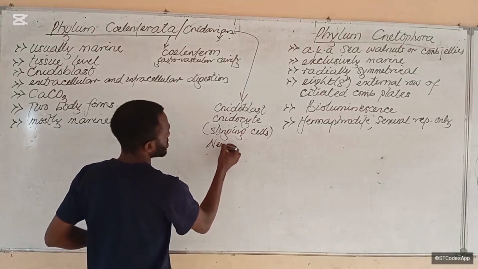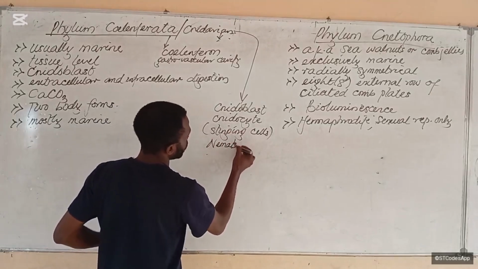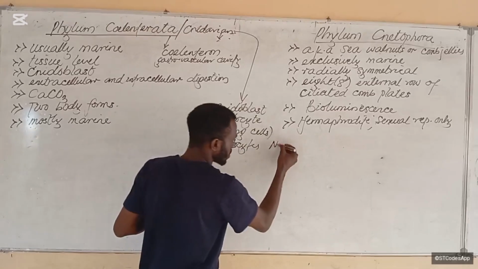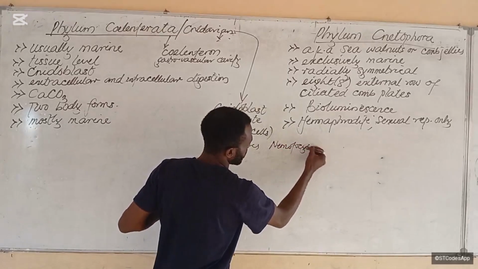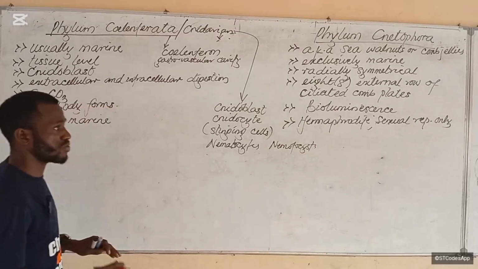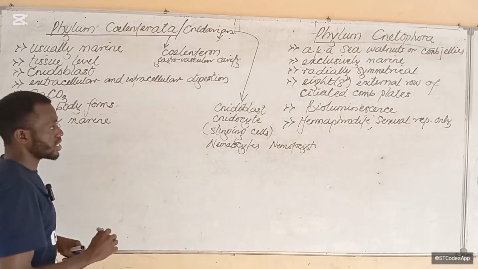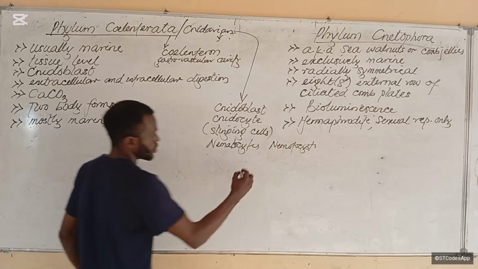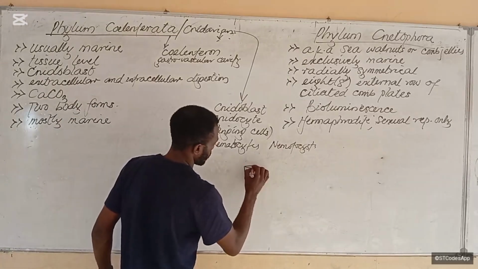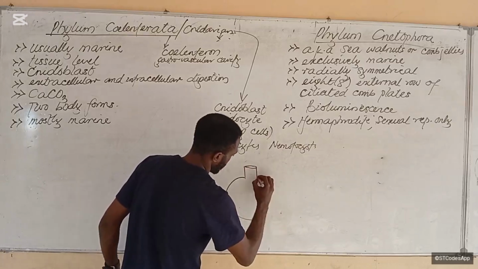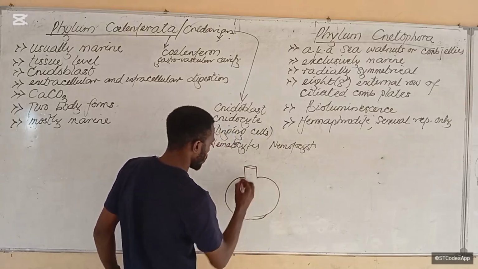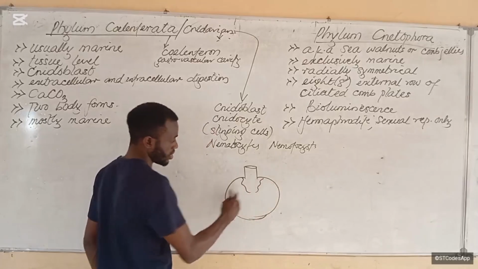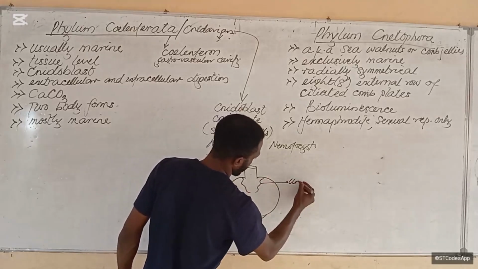Another name for it is the nematocyte. So nematocyte is different from nematocyst. Now let me draw the structure of the cnidoblast, so that you are going to see the difference. Okay, so see this. It looks something like this. So this is the uncoiled stinging cell.